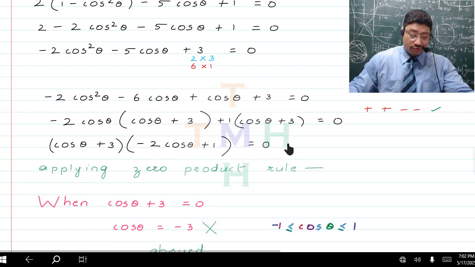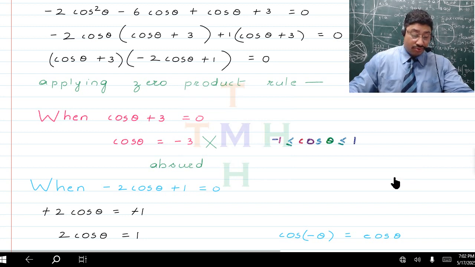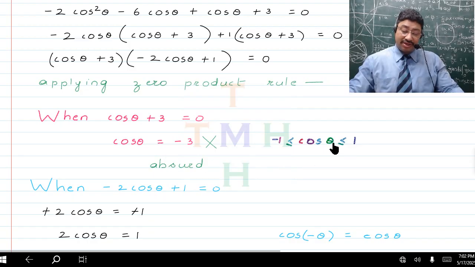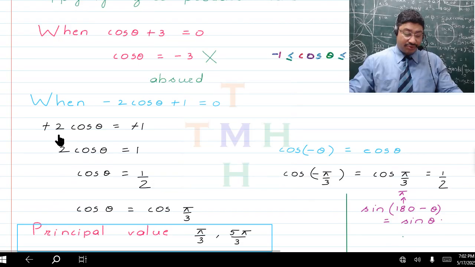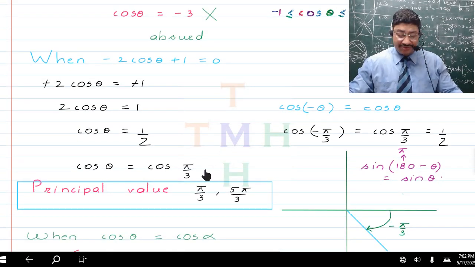If you write the product of both of these equal to 0, you can again apply the zero product rule. When cos theta plus 3 is equal to 0, cos theta comes to minus 3, and this is an absurd value because cos theta varies just between minus 1 and 1, remember. Next, the other value, that is minus 2 cos theta plus 1 is equal to 0. Minus minus gets cancelled from both sides, and cos theta becomes equal to 1 upon 2, and that is when you remember the angle 60 degrees or pi by 3, so cos theta becomes equal to cos of pi by 3.